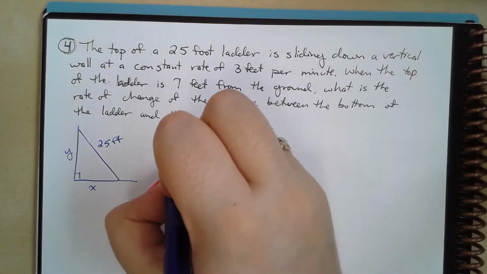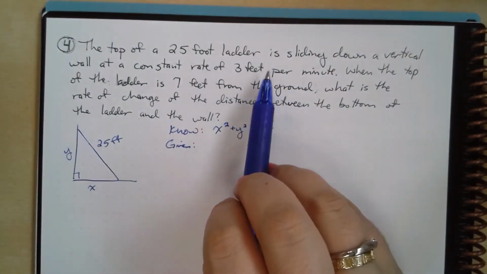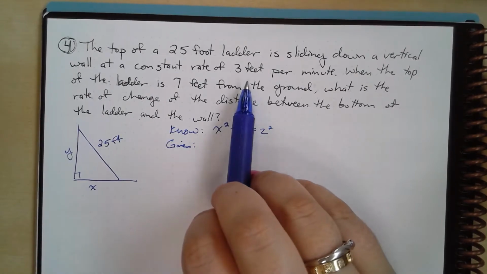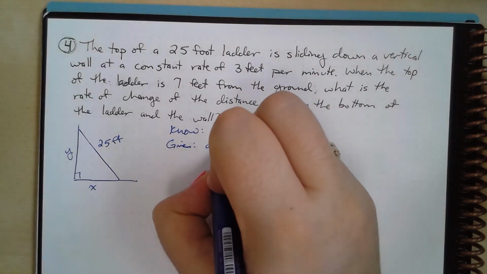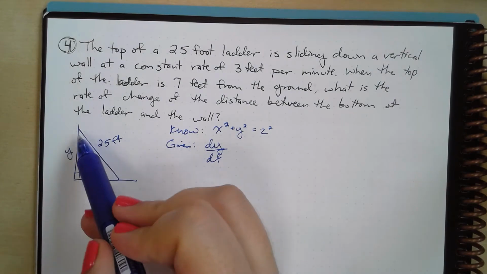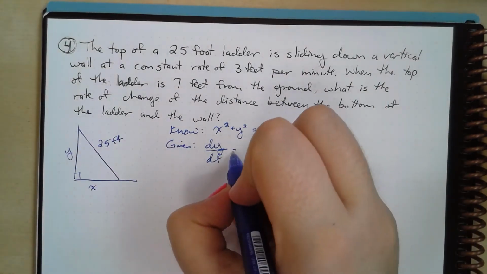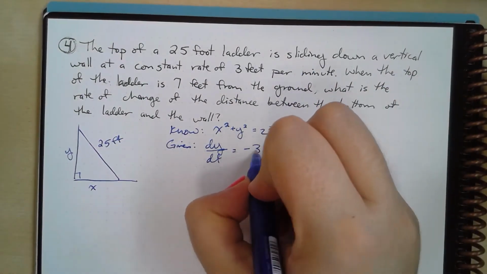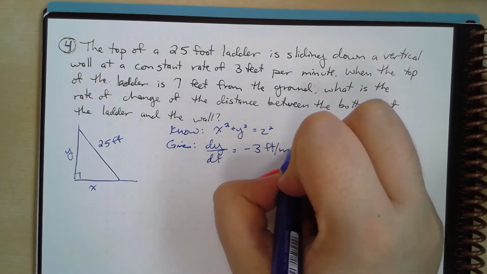We're given that it's sliding down at a constant rate of 3 feet per minute. So dy over dt, because this is sliding down here, is equal to negative 3 feet per minute. And I said negative because it's going down.